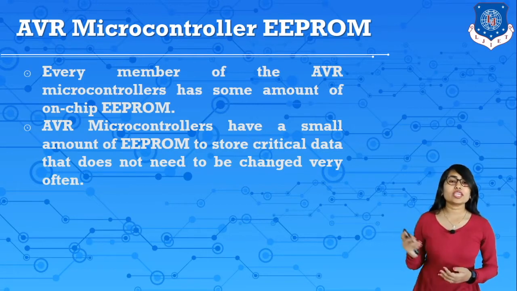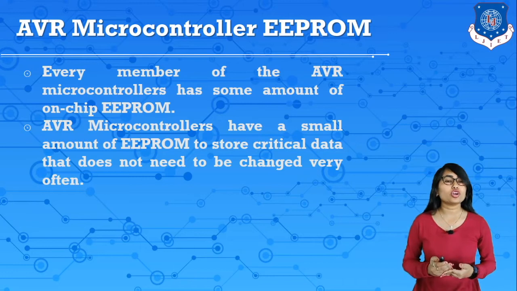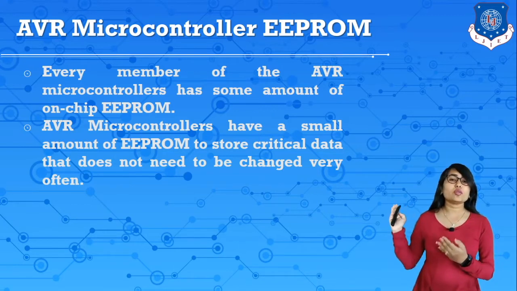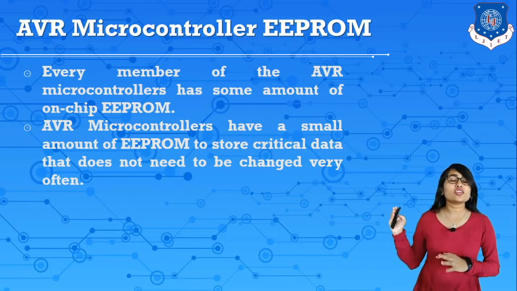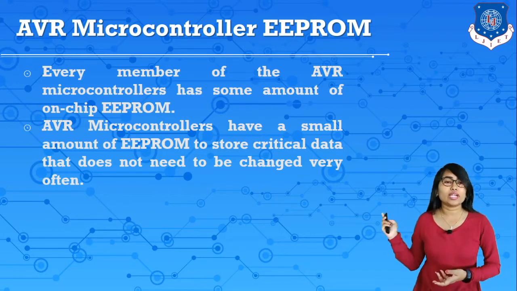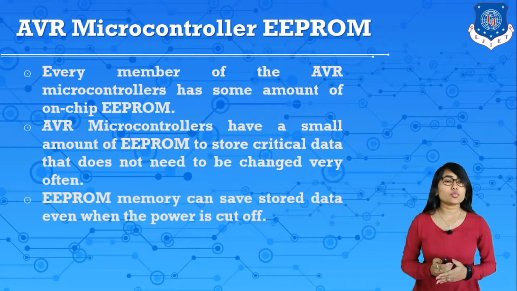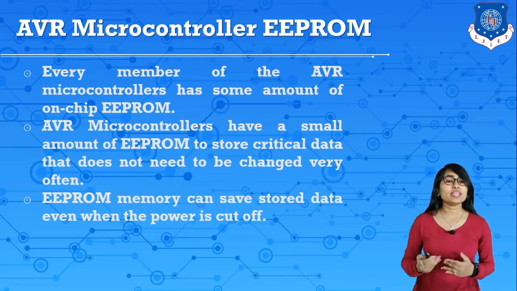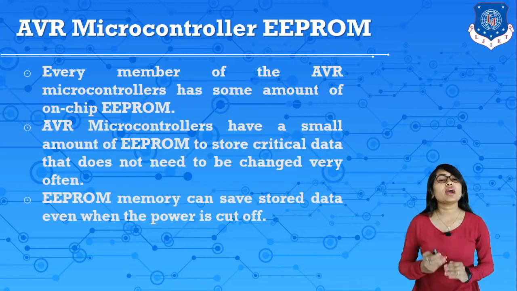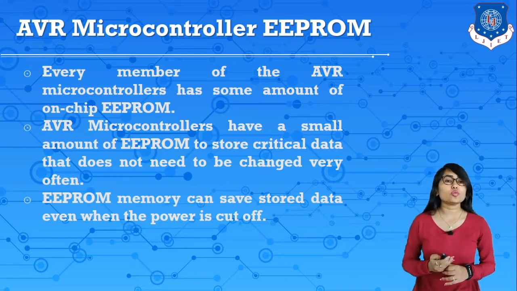This AVR microcontroller has a small amount of EEPROM to store critical data that does not need to be changed very often. So this EEPROM stores the data which is not going to be changed very frequently. This EEPROM memory can save stored data even when the power is cut off. That's why this EEPROM is used to store critical data.